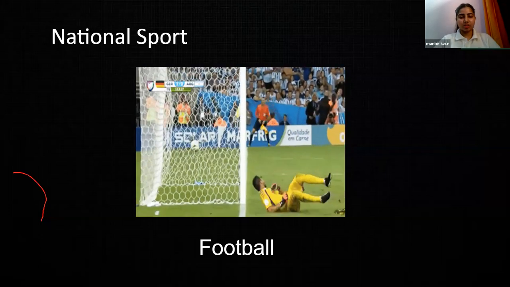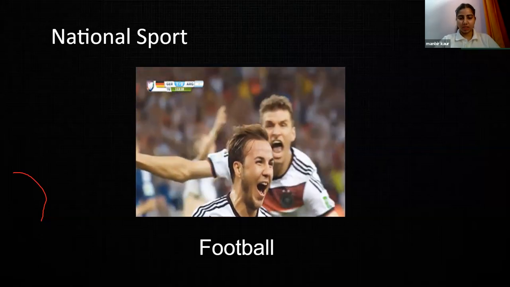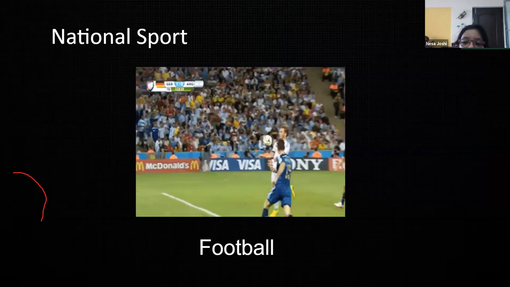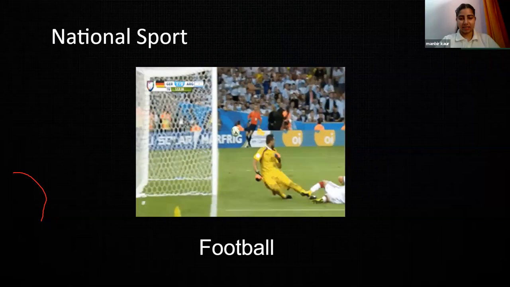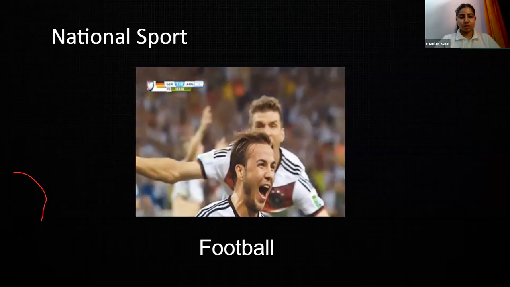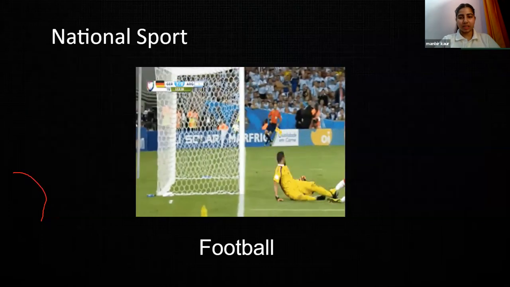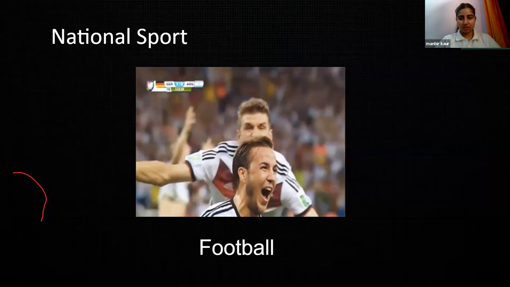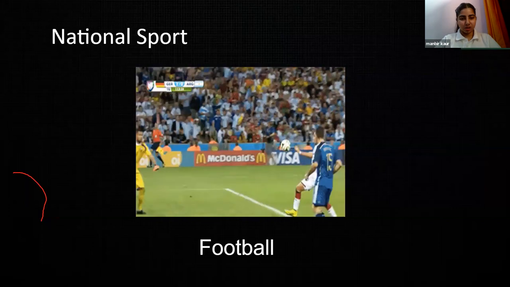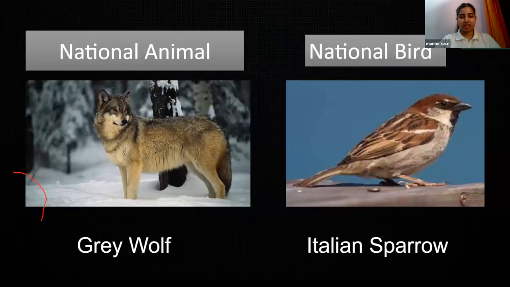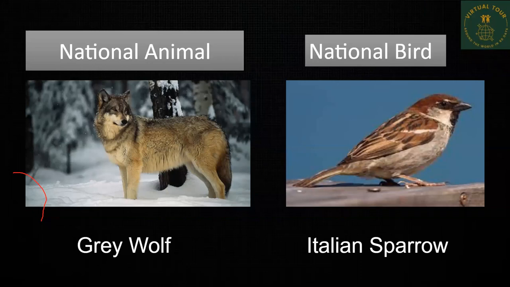So the national sport that is played is football. Football is majorly played in European parts. And talking about the national animal and national bird of the country, who's the national animal? Fox. Raven. Yes. And the national bird? Italian sparrow.